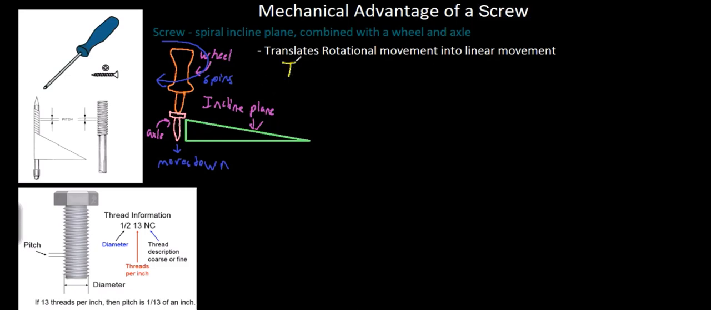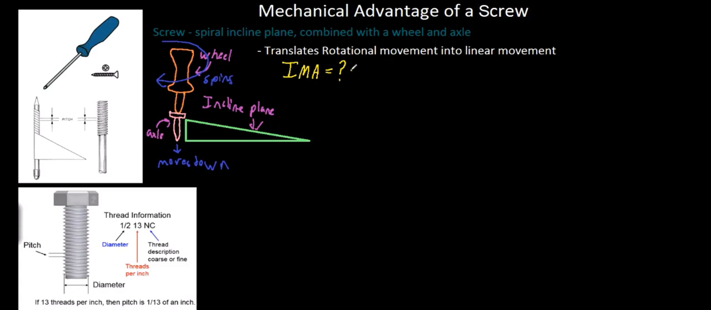So I wanted to take the time in this video to explain how the IMA works for a screw, because it might get a little confusing. It might be which one is the DE and which one is the DR. How far is the screw traveling? How far is the effort traveling? And so on and so forth. It does get a little dicey, so I wanted to make a video just explaining that.